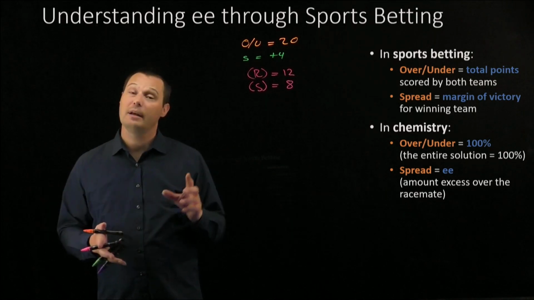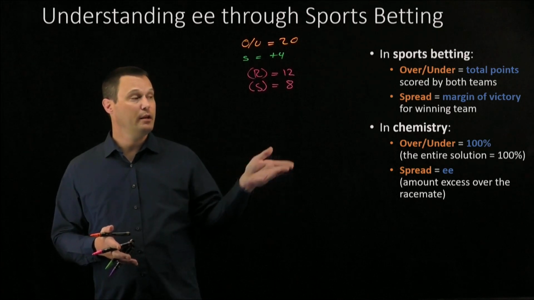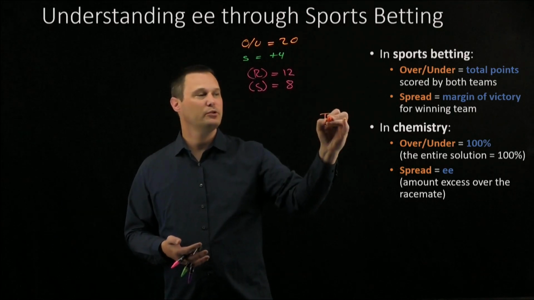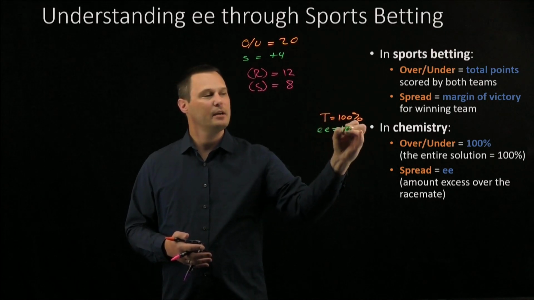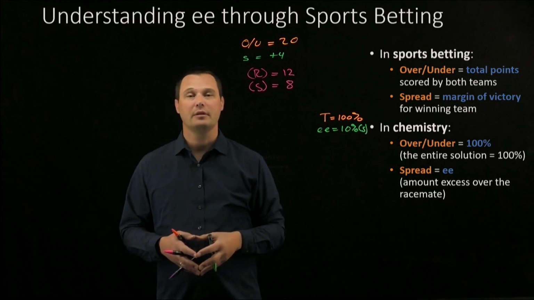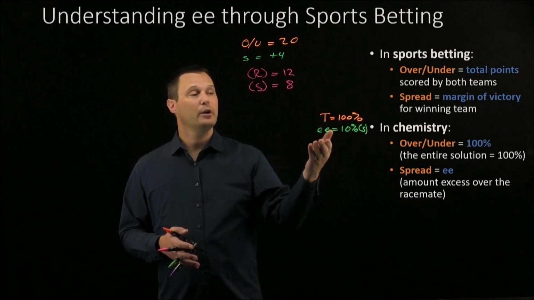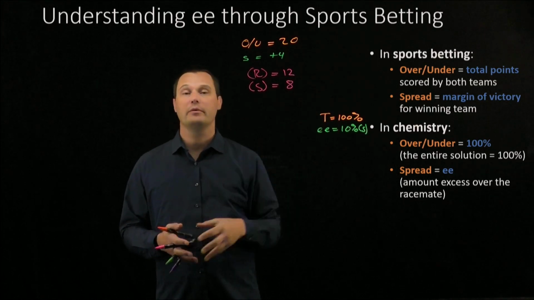The total mixture. And the key to unlocking this analogy is to treat the enantiomeric excess as the spread when the over-under is 100%. If you have a mixture of enantiomers such that the total solution is 100%, and you find out that the enantiomeric excess is 10% favoring S, what does that tell you about the ratio of R to S enantiomers in the mixture? Treat it exactly like the baseball analogy. If the over-under is supposed to be 100 and the spread is supposed to be 10, what is the final outcome that would satisfy both of these conditions?